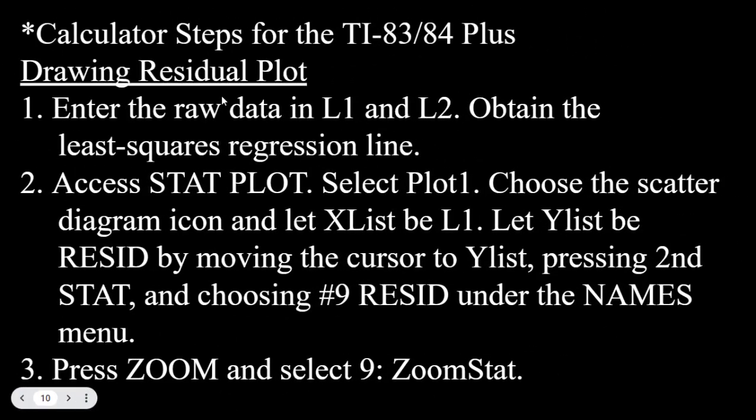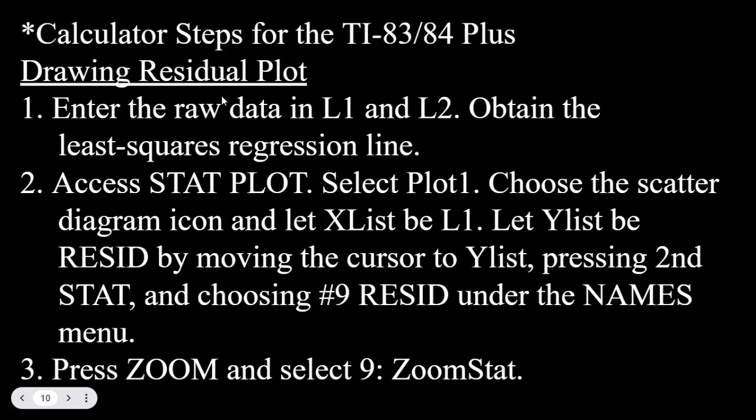So here's how we can draw a residual plot. First of all, we will enter the raw data in L1 and L2, as we have done previously. Then we will obtain our least squares regression line. That's our linear regression, as we've done previously. Then step 2, access the stat plot and select plot number 1. Choose the scatter plot diagram icon, and let the X list be L1. Everything we've done up to this point, we've done before. Now this is where it's going to get a little bit different.